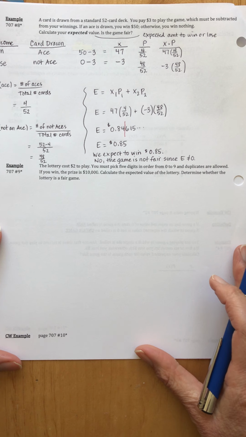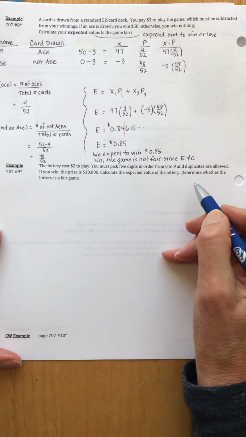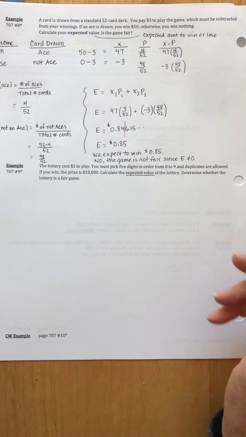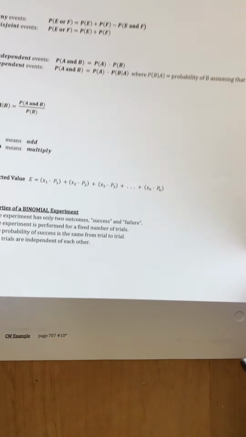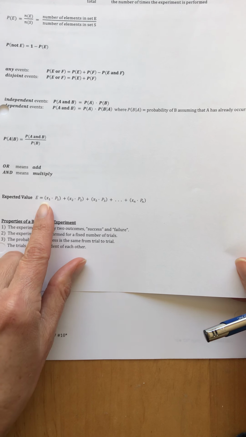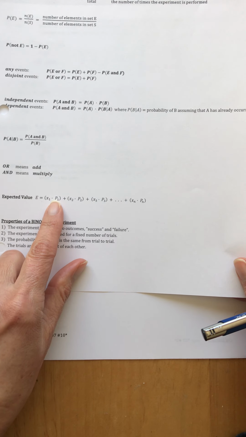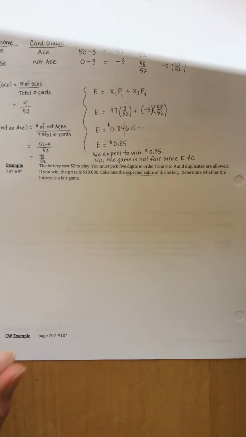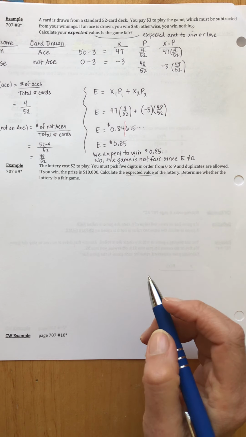All right, so let's see what we can do. Notice here that we've been asked to find the expected value. So that means find that E. If we look at our formula sheet again and look at E, here it is. Here's the formula for expected value. So we have to figure out the value times the probability.